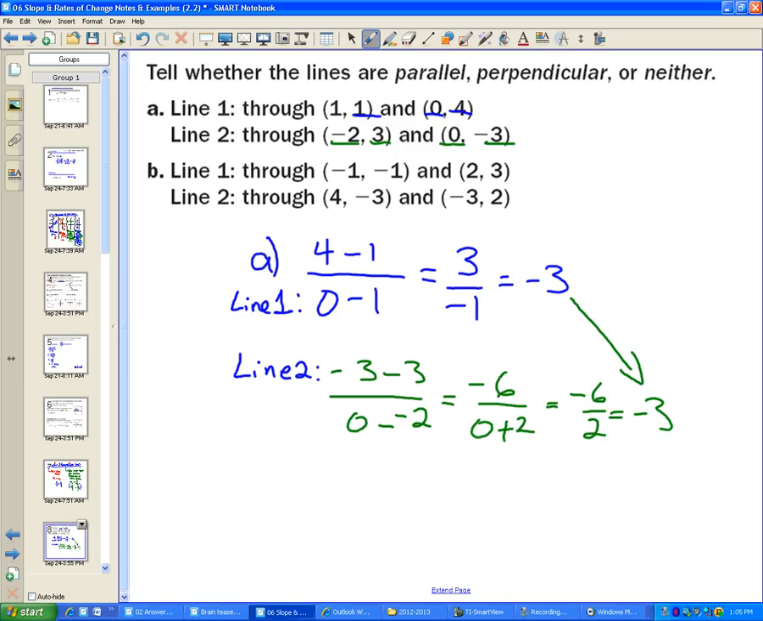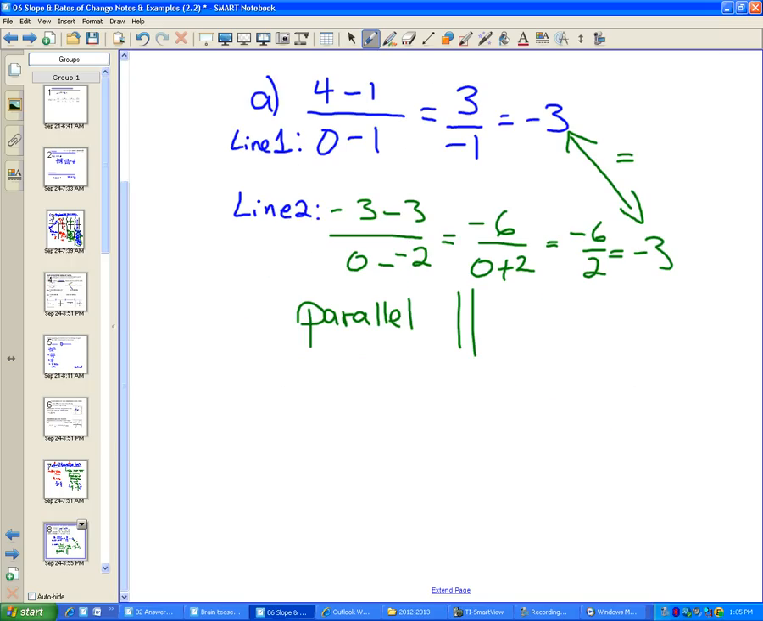My slopes are equal. So my two lines are parallel. And back in geometry, we said that meant parallel. So my two lines are parallel because the slopes are equal. Letter B, I want you to try. I want you to find the two slopes. I'm getting letter B to be neither. Double check that you can come up with that same answer.